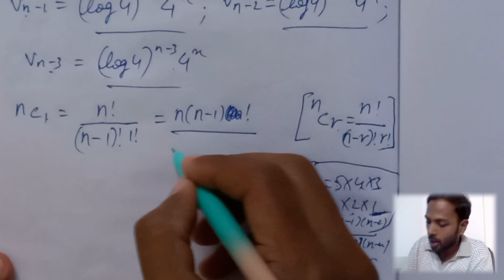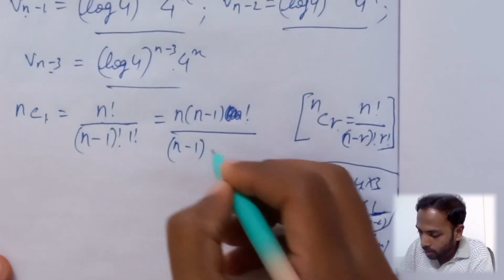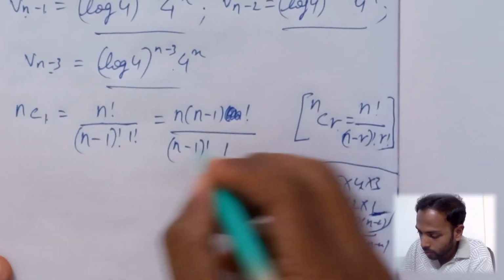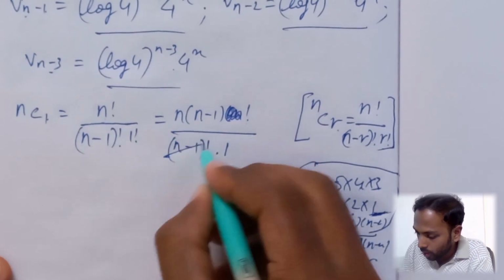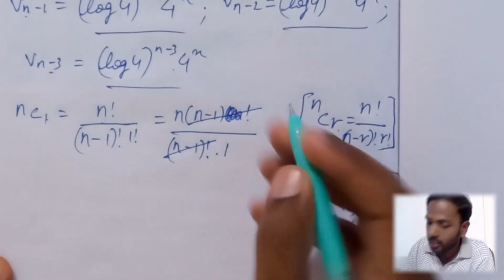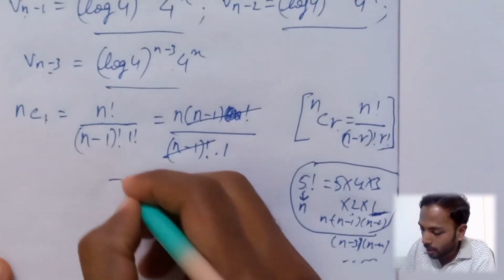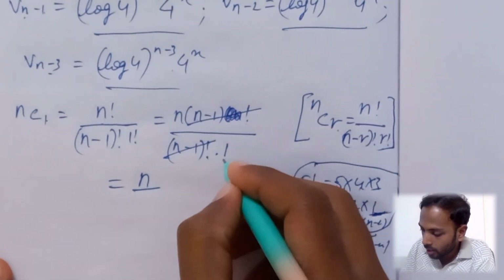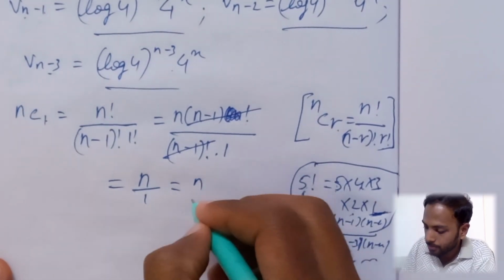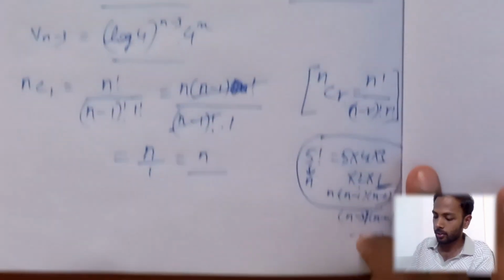Again, in the denominator, there is n minus 1 factorial and 1 factorial is 1. So n minus 1 factorial and n minus 1 factorial will cancel, and then the remaining would be n by 1, which is nothing but n. So NC1 is n.